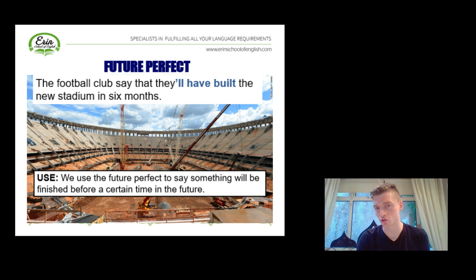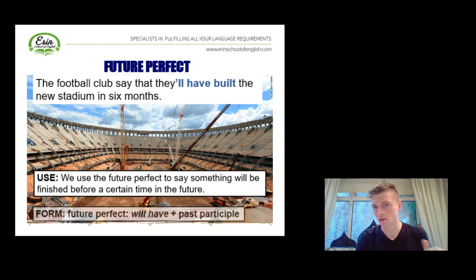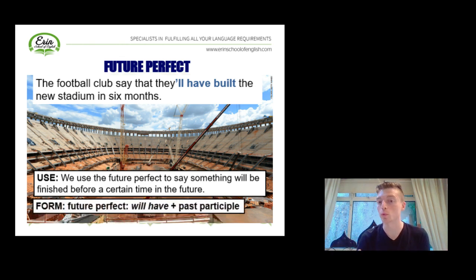Have a look at how we structured this sentence. They'll have built. So they'll is just a contraction of they will. So to form the future perfect, we use will plus have plus, have a look at the verb. What form is the verb in? So it's not the infinitive. The infinitive is build. Now the past of build is built, and the past participle is also built. So we're using the third form of the verb. So will plus have plus the past participle, or the third form of the verb, is how we construct the future perfect.